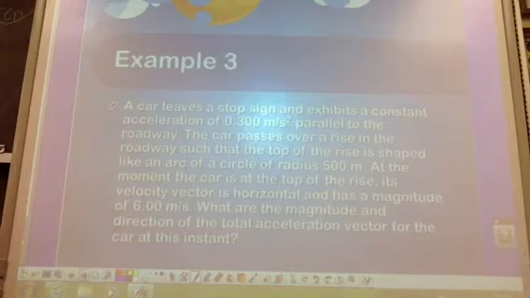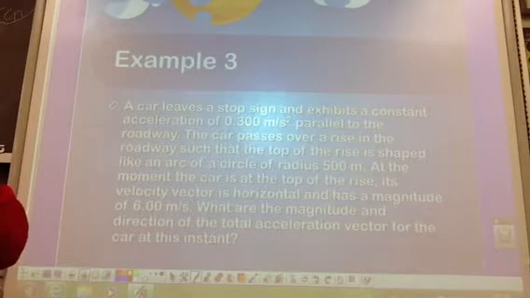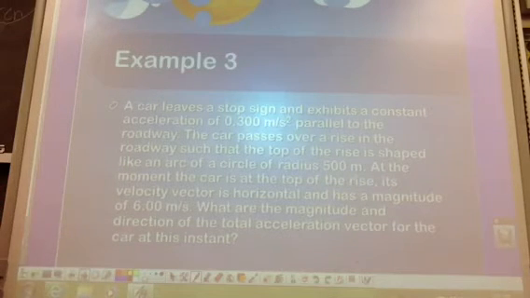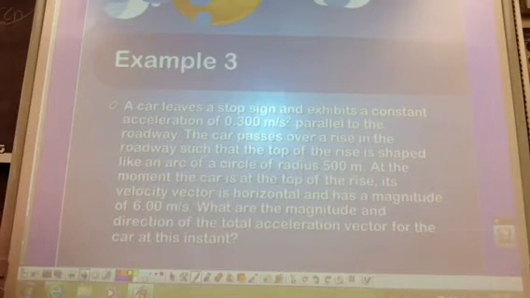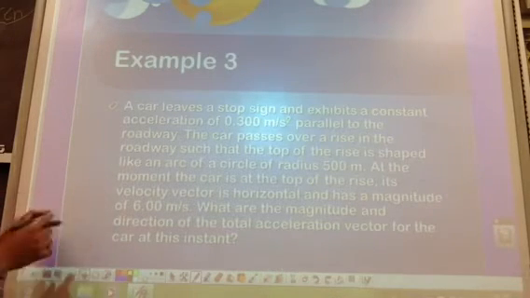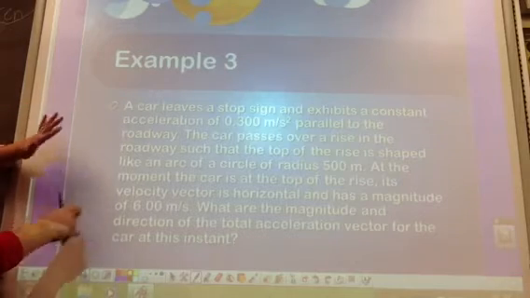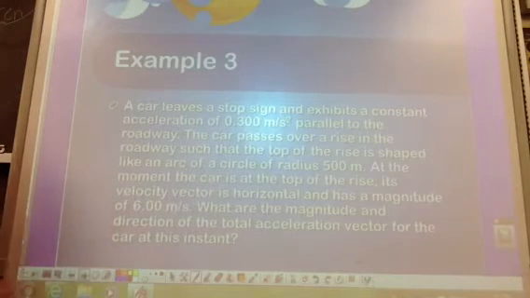At the moment the car is at the top of the rise, its velocity vector is horizontal and has a magnitude of 6 meters per second. What are the magnitude and the direction of the total acceleration vector for the car at this instant? So I'm going to take this off so I can make a blank Promethean board.